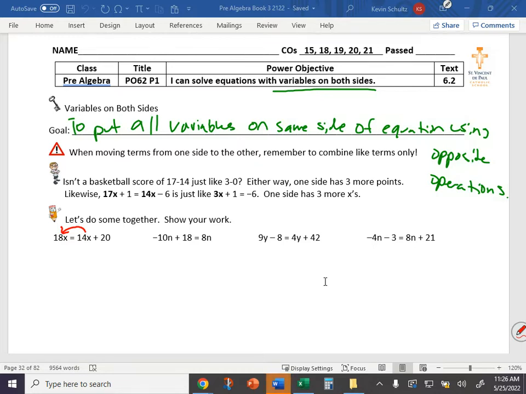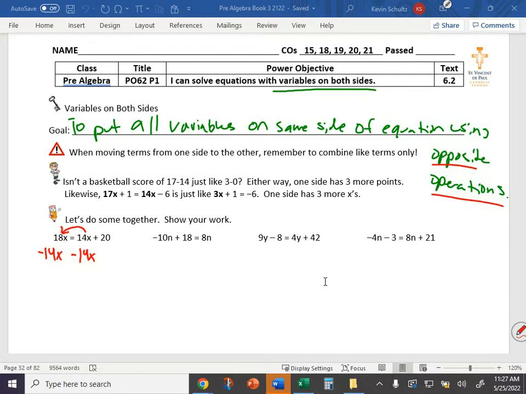So we're going to move our 14x's over to the left. And we said our method is opposite operations. So in this case, since it's a positive 14x on that right side, how are we going to move it over? We want to move all 14x's. We're not splitting apart the 14 and the x. We're moving them all over. Haley? Subtraction.